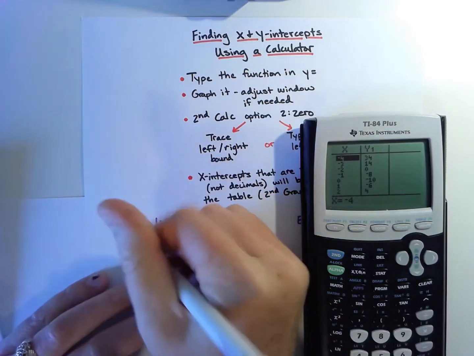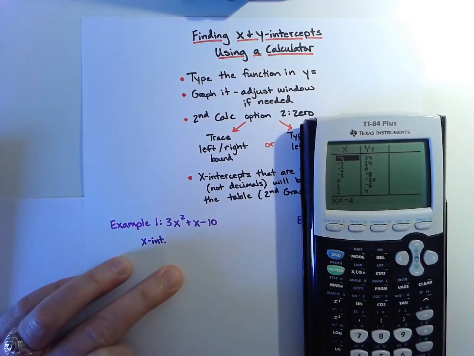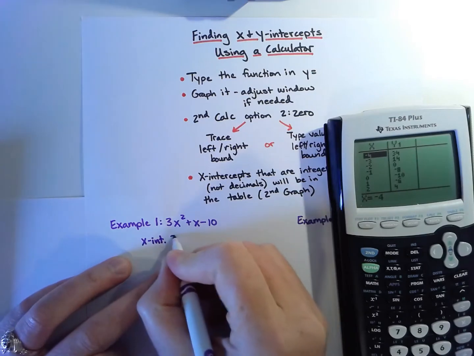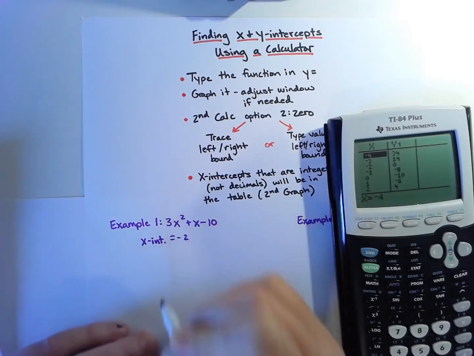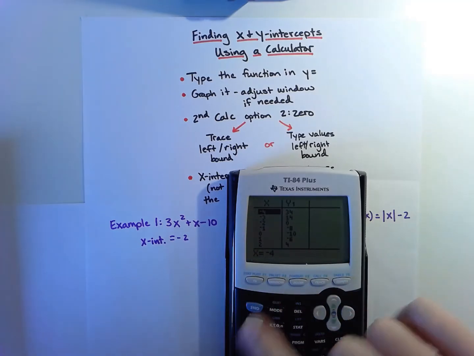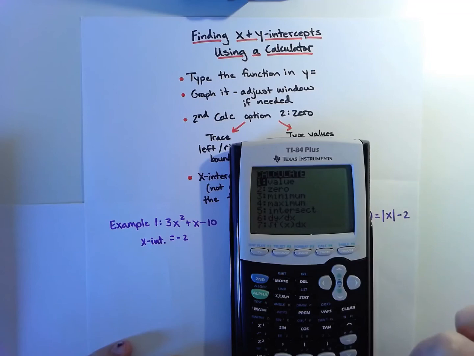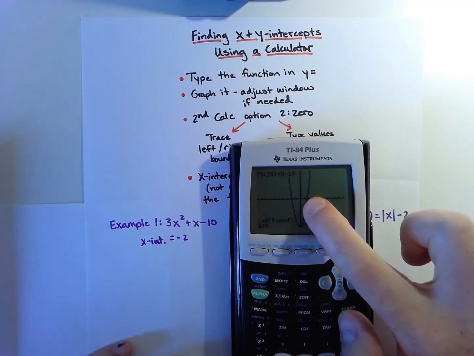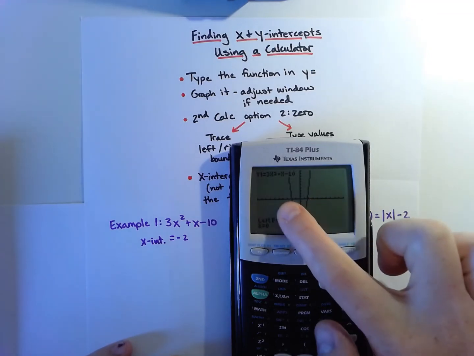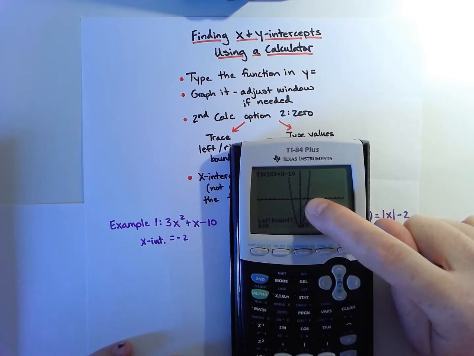So we would say one x-intercept is equal to negative 2. And then we want to find the other x-intercept. So now we've got to go to second trace 2, and we just need to find this one. We found negative 2 in the table, so now we only need to find this one value.